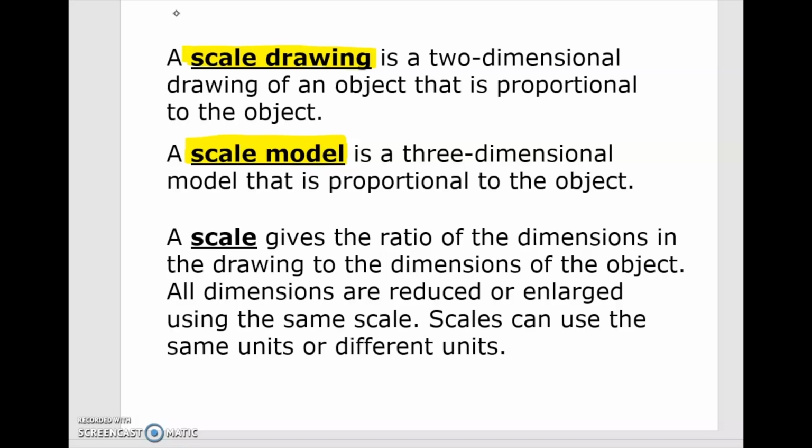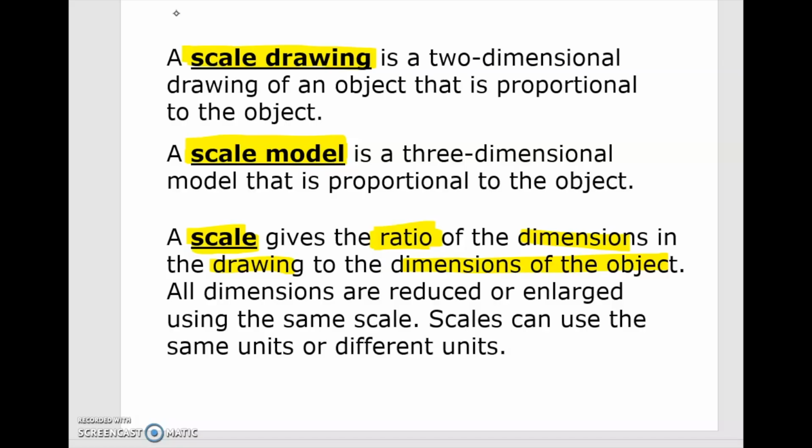So what is scale exactly? Scale is a ratio. That's what our whole chapter has been about. Ratios that compare the size, dimensions means size, in a drawing or in a model to the dimensions of the actual object. So a lot of times scale will take something really big and we'll shrink it down so that it could fit on a piece of paper or it could fit on a table.